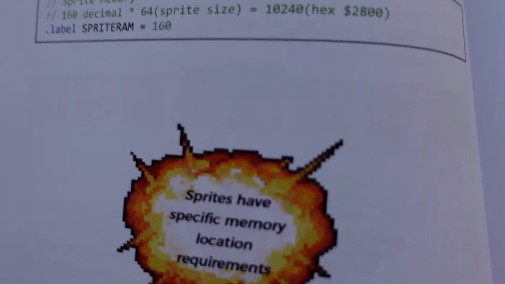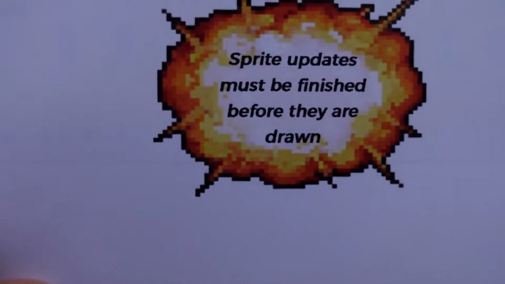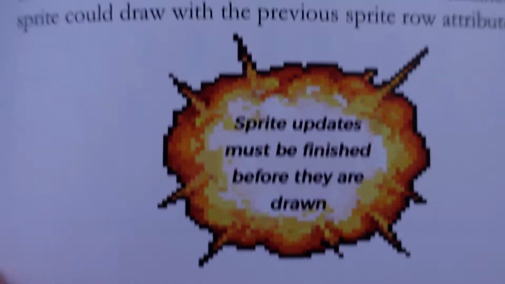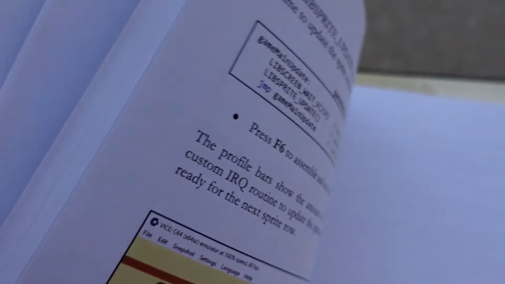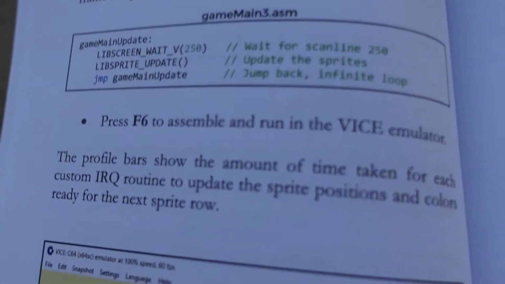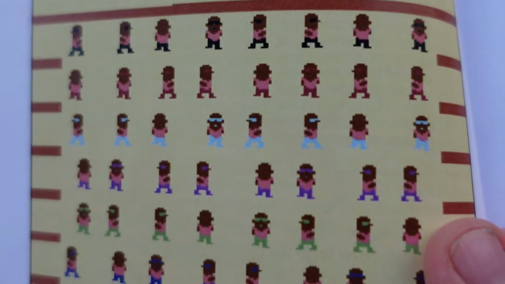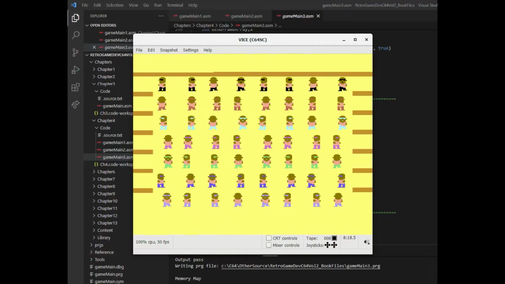Sprites have specific memory requirements on page 42. On 43, sprite updates must be finished before they are drawn. And then on 44, he tells us to assemble and run the program. Here we don't really experiment around too much with it. But having the sprite multiplexer in place now allows us to move on to making the game, which is the next chapter, Chapter 5.